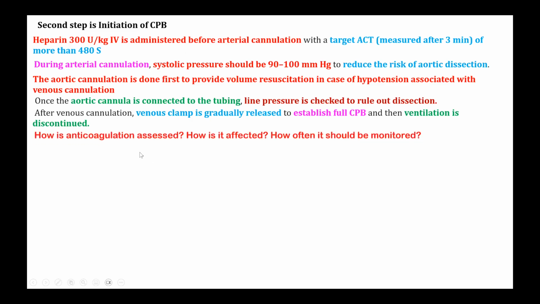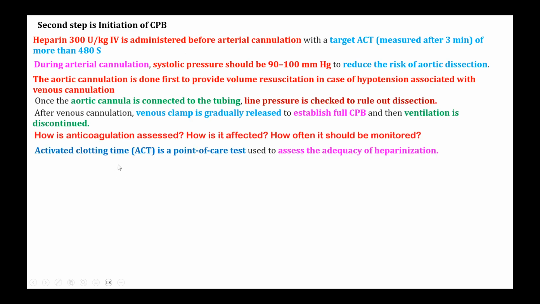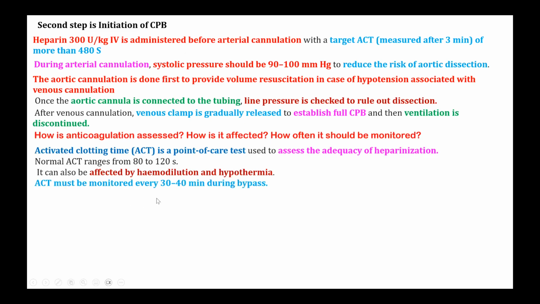Okay? So how is anticoagulation assessed? How is it affected? How often should it be monitored? These are the questions that you should know. The activated clotting time is a point of care test and assesses the adequacy of heparinization. Normal ACT ranges from 80 to 120 seconds, and can be affected by hemodilution and hypothermia. It must be monitored every 30 to 40 minutes during bypass.